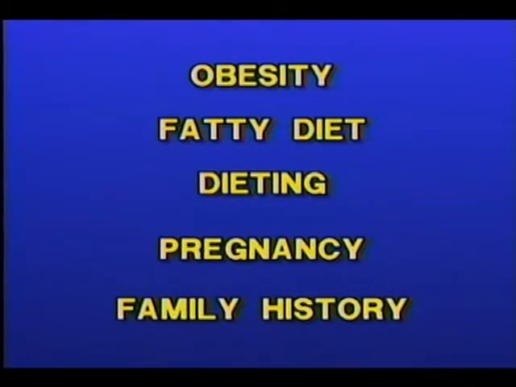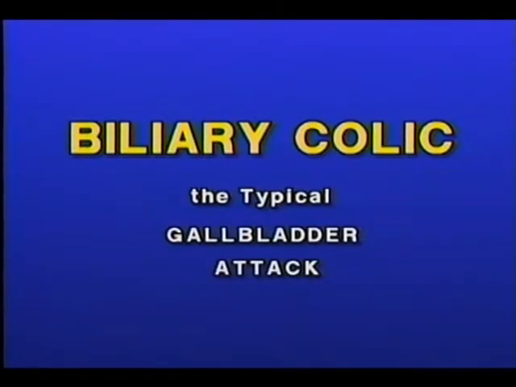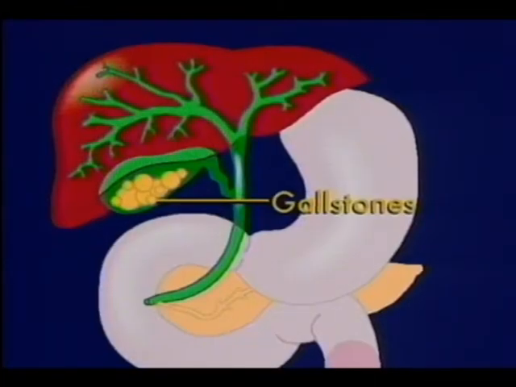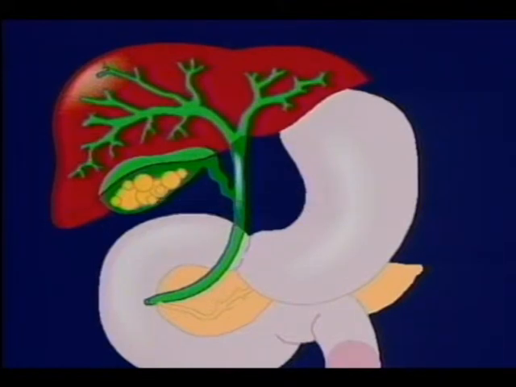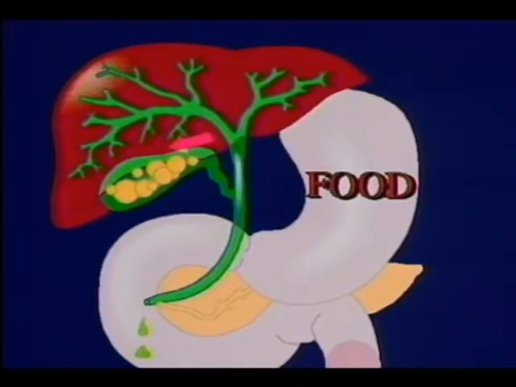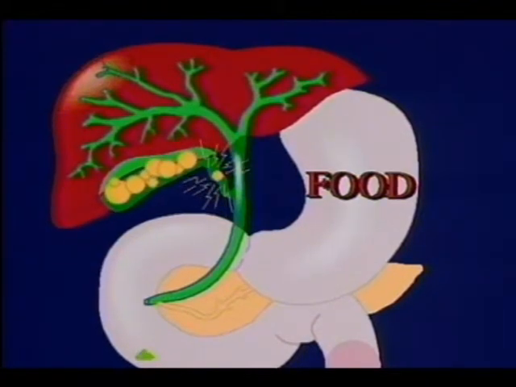When stones are present in the gallbladder, they may cause little or no trouble for years, but eventually they lead to what is known as biliary colic, or a gallbladder attack. The severity and length of these attacks can vary from person to person and even from one attack to another. In this diagram, several gallstones are present in the gallbladder. As before, when food enters the stomach, a chemical signal is sent through the bloodstream, stimulating the gallbladder to contract. If a stone is pushed into the outlet of the gallbladder, an attack results.